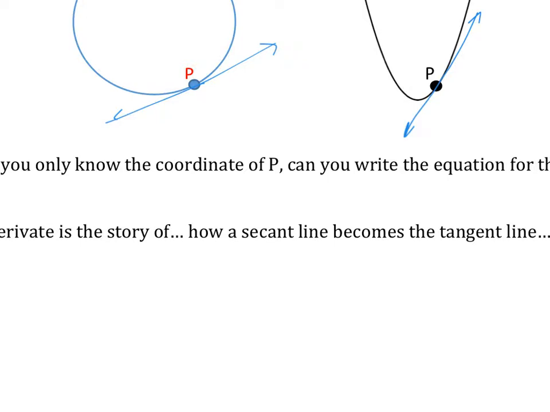So let's put your whiteboard and markers away. Now, you may recall from last year, or you may not have remembered from last year, but basically derivative means slope. You got to remember that. That's the big idea. Derivative means slope. So let's talk about slope.